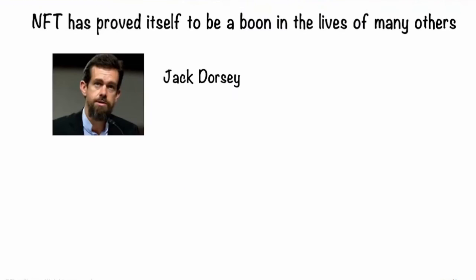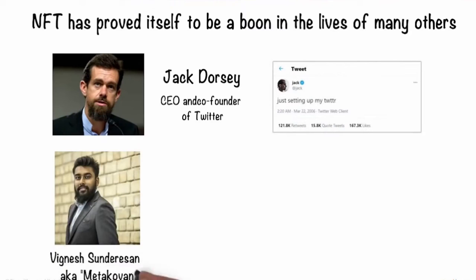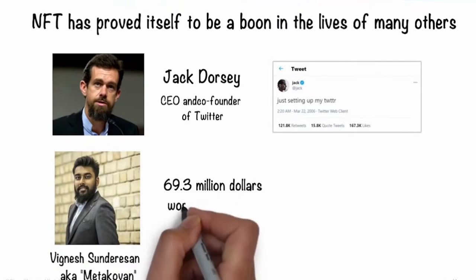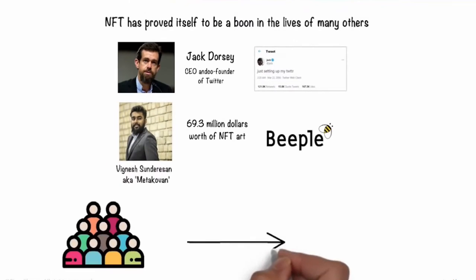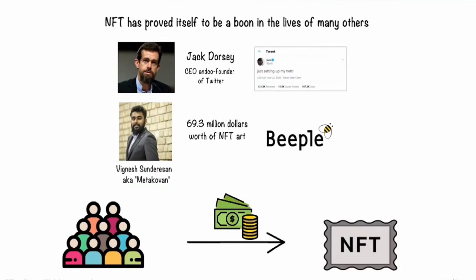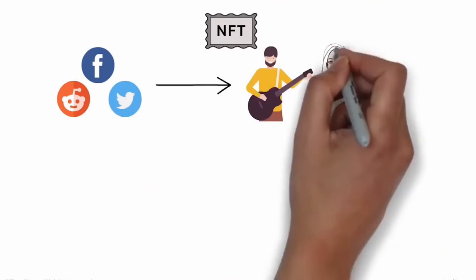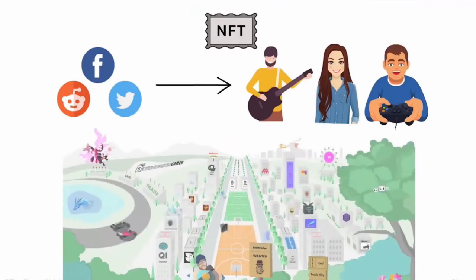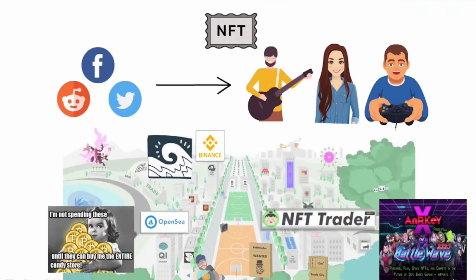Similarly, NFT has proved itself to be a boon in the lives of many others, like Jack Dorsey, the CEO and co-founder of Twitter with his very first and famous tweet, "Just setting up my Twitter," and Vignesh Sundarasan, famously known as Metakovan, who bought $69.3 million worth of NFT art on Beeple. Owing to its increasing popularity, people are now willing to pay hundreds of thousands of dollars for NFTs. NFT has enhanced media exposure and special perks for aspiring artists like Susan on social media. This popularity of NFT creates new opportunities for new art platforms, motivating people to buy art from internet platforms and promoting copyright or originality of digital assets.